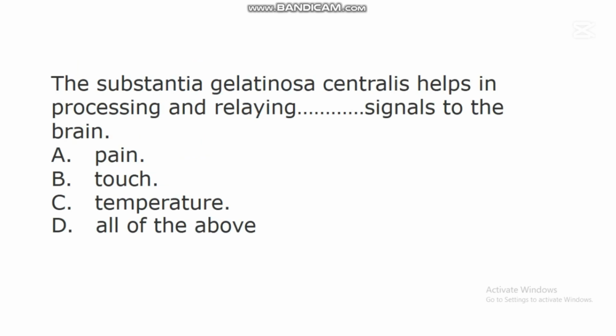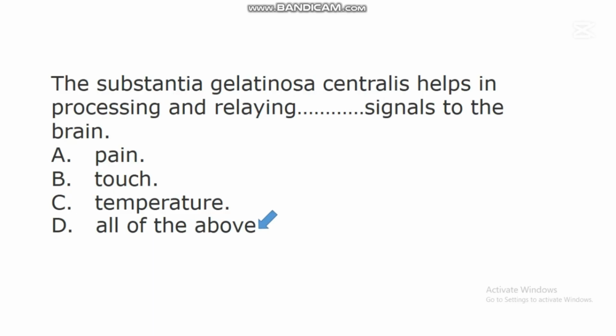The next question says, the substantia gelatinosa centralis helps in processing and relaying dash signals to the brain. A. Pain signals to the brain. B. Touch signals to the brain. C. Temperature signals to the brain. D. All of the above. In this question, the correct answer is D.